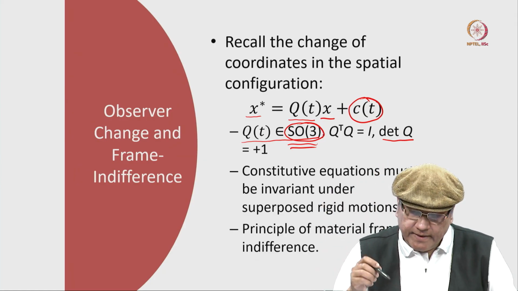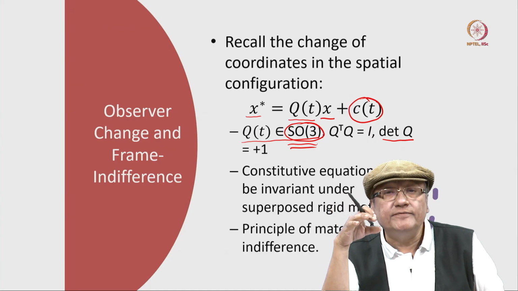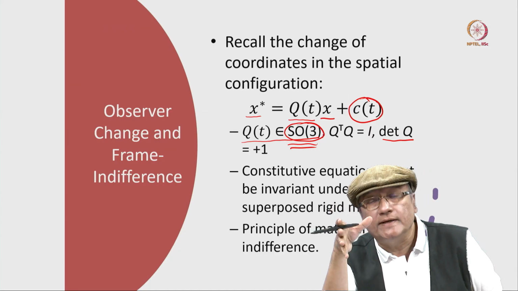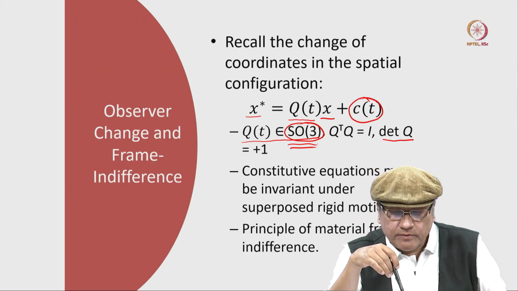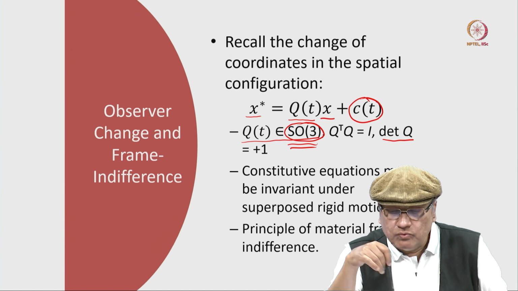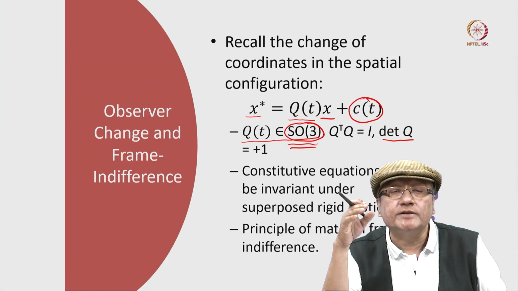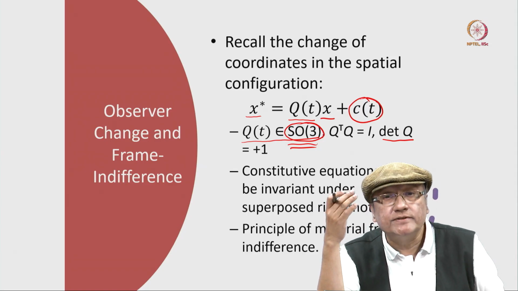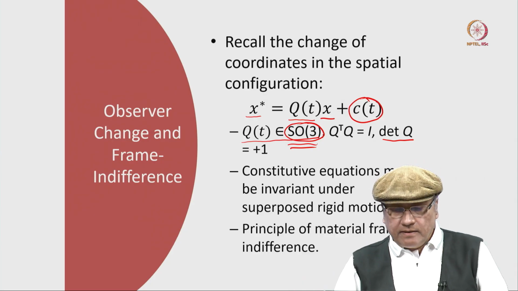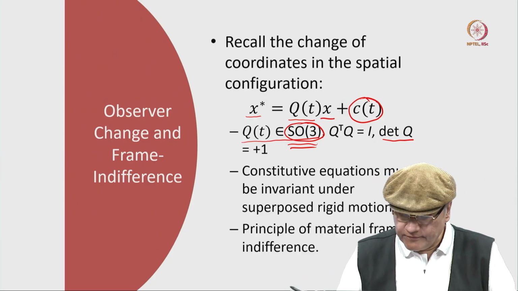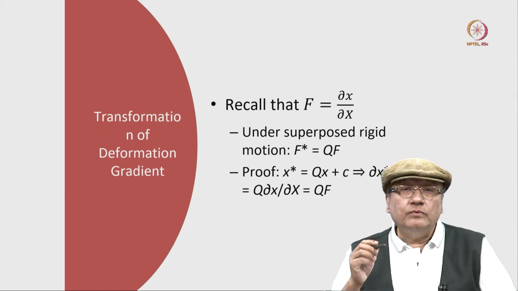So that is why we basically in this case require that if there is a superposed rigid body like transformation of the coordinate frames, which are characterized by Q and C, then this transformation will not affect our constitutive equations, okay. So this is essentially the idea behind and the principle of material frame indifference.